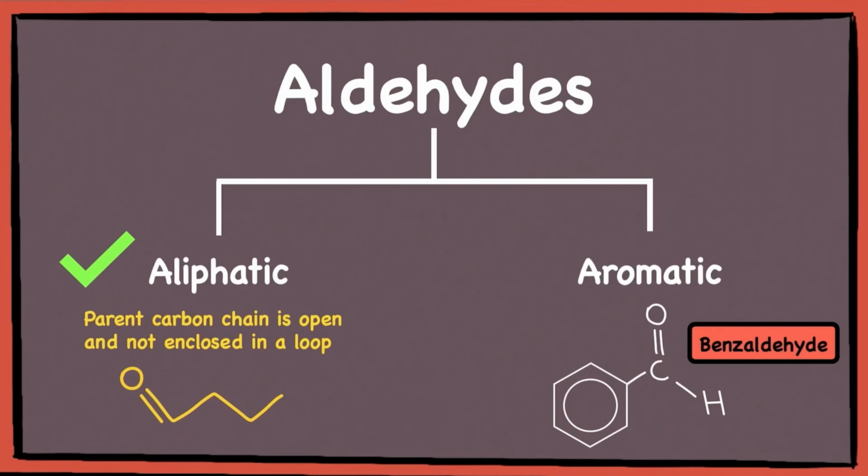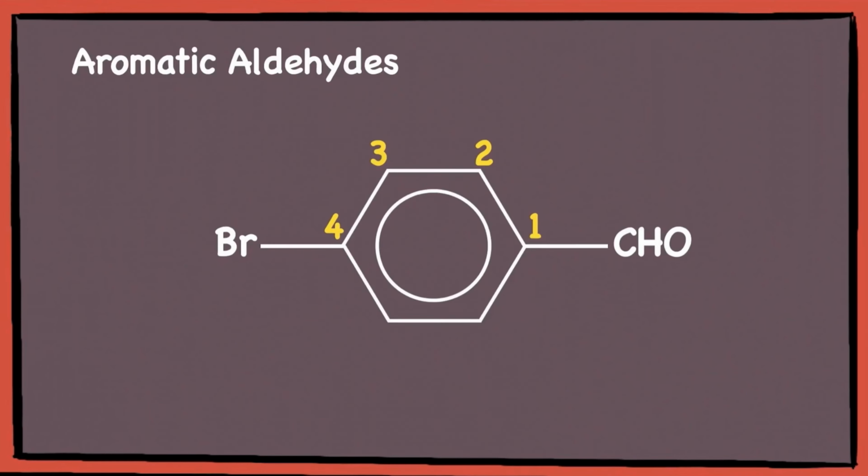For aromatic aldehydes, the CHO functional group is directly attached or bonded to a benzene ring, and its name will be called benzaldehyde. So for this example, since bromine is the side group that is attached to carbon position 4 of the parent chain of benzaldehyde, it will be called 4-bromobenzaldehyde.